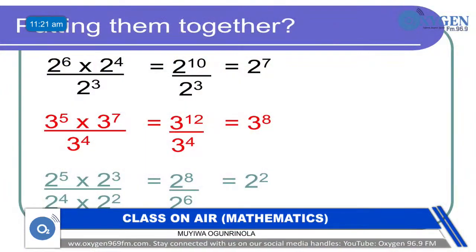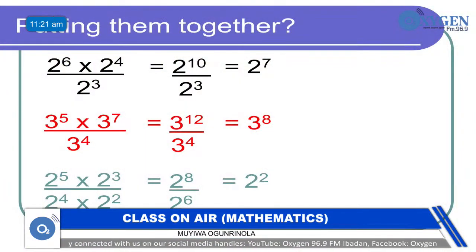That is our general formula for division law. For example, when you have 2 raised to power 6 divided by 2 raised to power 4, this one will also give you 2 because they have 2 as common base. Then you subtract the power, which is going to be 2 raised to power 6 minus 4. When you remove 4 from 6, it is going to give you 2 raised to power 2.